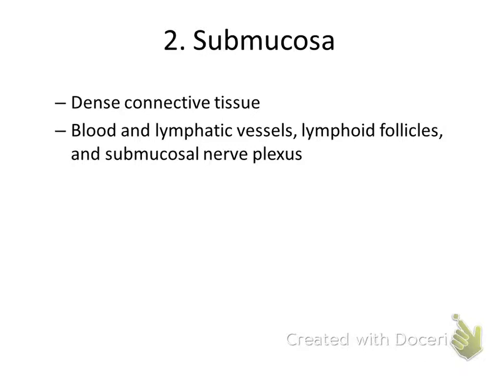We already mentioned that submucosa is going to hold things like blood vessels and nerves, so we're going to see some of our control happening here. We're also going to see nutrients and oxygen being provided to our organs here.